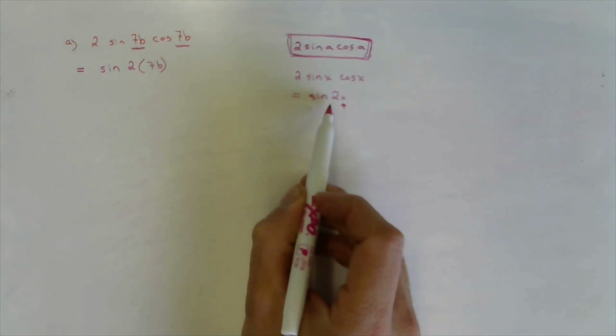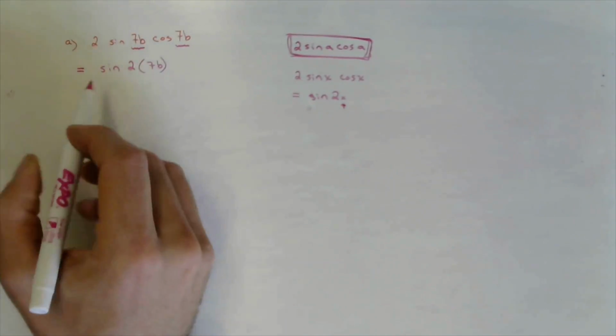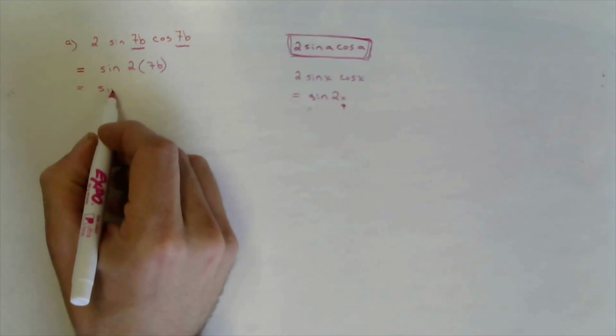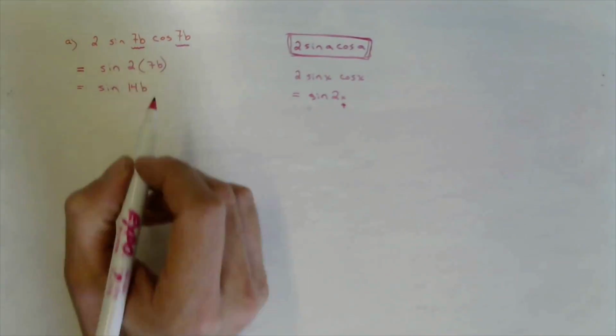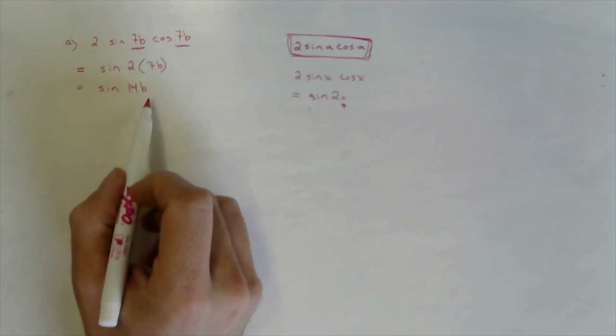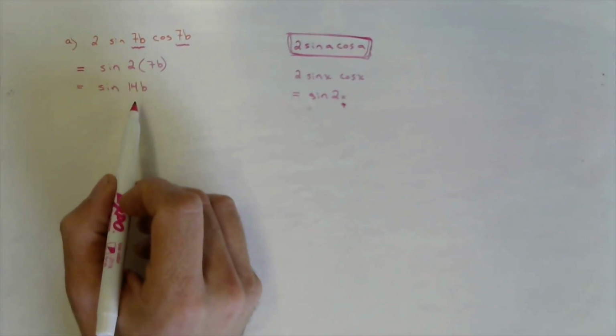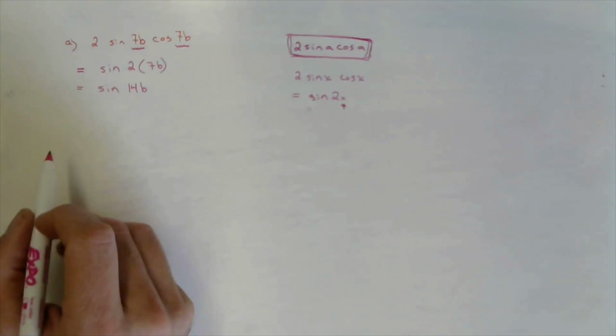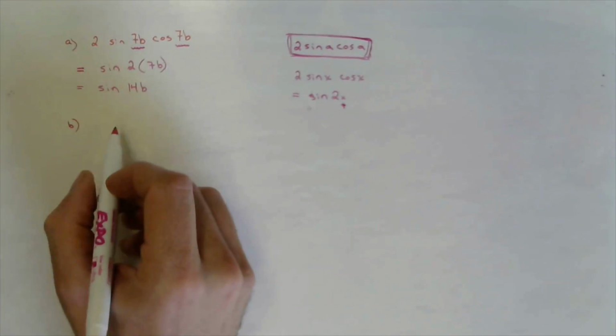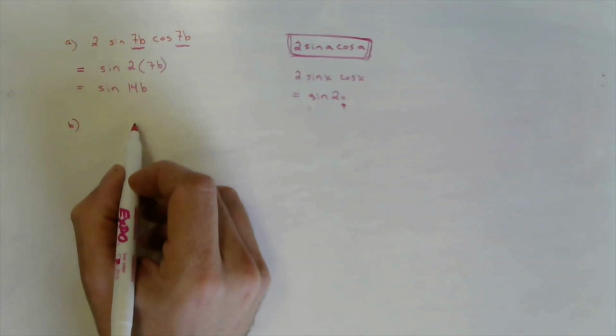Okay, because we have the sine of 2 times our angle, which is 7b, we can reduce this. This is the sine of 14b. Okay, we don't know exactly how to calculate that because we don't know what b is. But we applied our trig identities and formulas. B, it's kind of awkward.